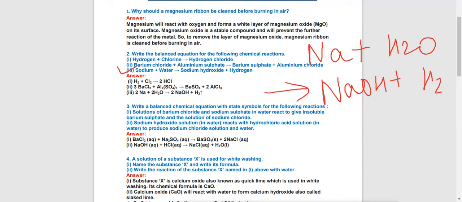Two atoms, sorry, on this side we have three atoms of hydrogen and on this side we have two atoms of hydrogen. So we will multiply it with 2, 2 twos are 4, and we will multiply it with 2 also. Now this side also has 4 atoms, and 2 Na on this side. Now the reaction is a balanced reaction.